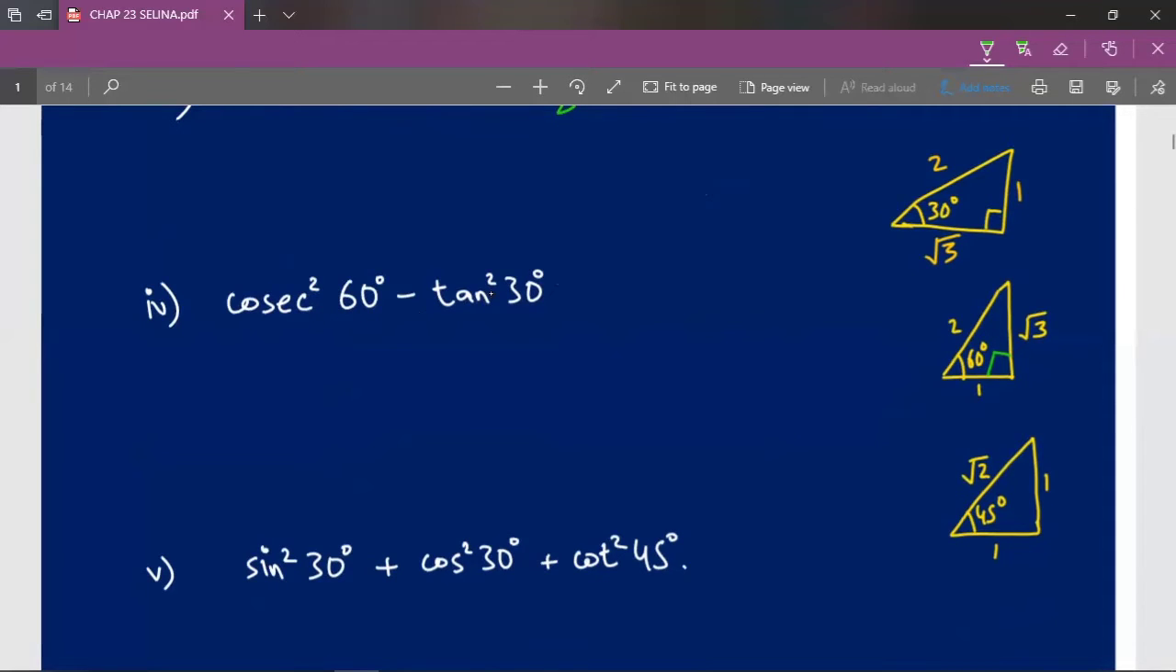Now you must be wondering that the question gets further complicated. Don't worry. In this question, it's a little bit complicated, I agree, but in the end, things will look bright. So cosecant square 60 degree. Now, as I've said before, all you have to do is find cosecant 60 degree. Now, cosecant is the reciprocal of sine theta.